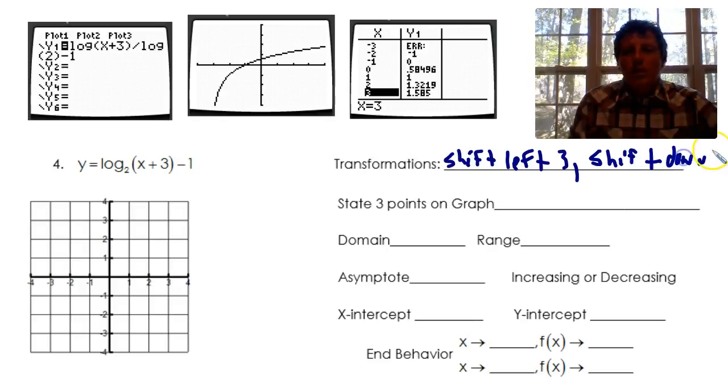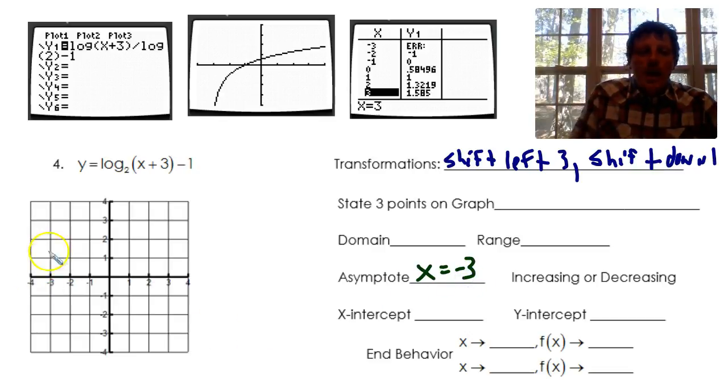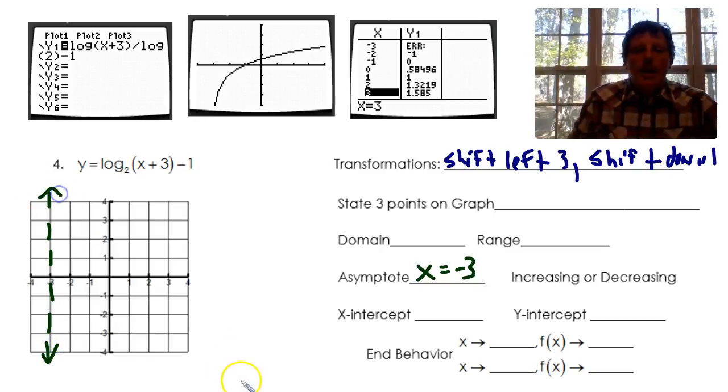Now the shift down 1 will cause the function to shift down, but it's not going to impact the asymptote or anything. It's really that shift to the left 3 that's going to impact the asymptote. In fact, our new asymptote is going to be x equals -3. So at -3 on the x-axis, I can go ahead and put that dashed line because I know that's where the asymptote is. Now you can see on the graph that seems to be the case here.